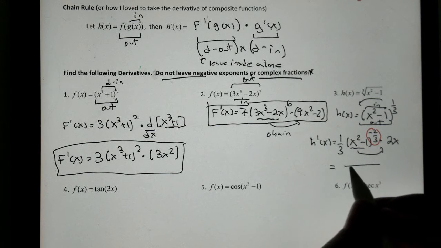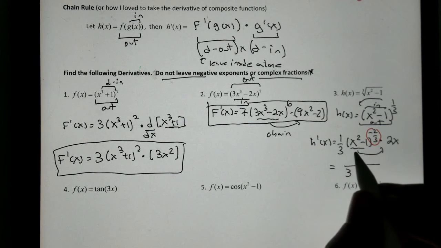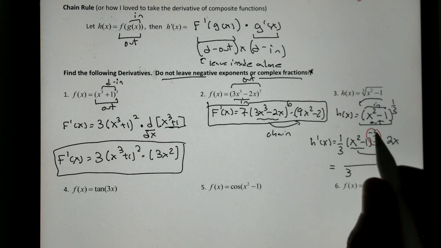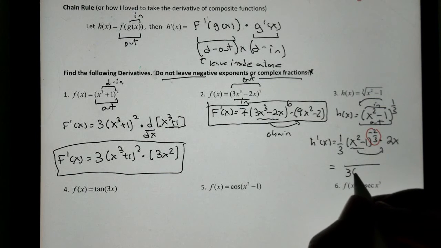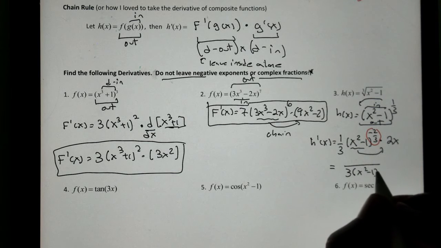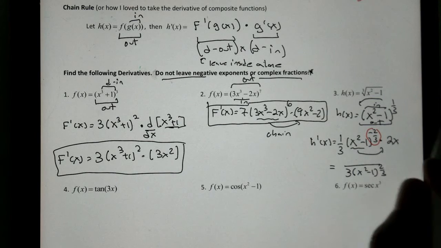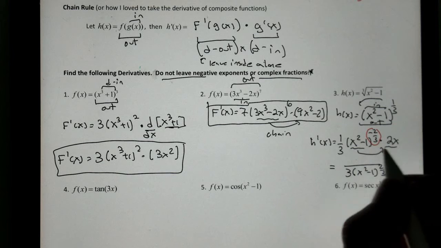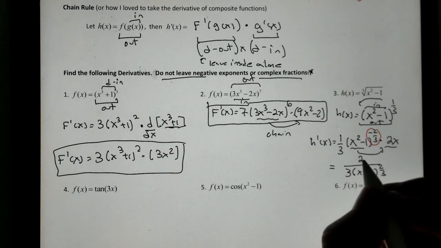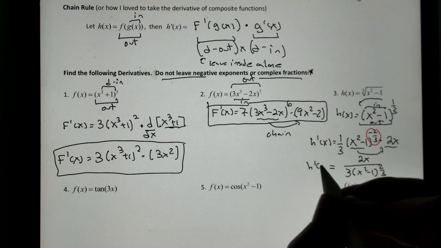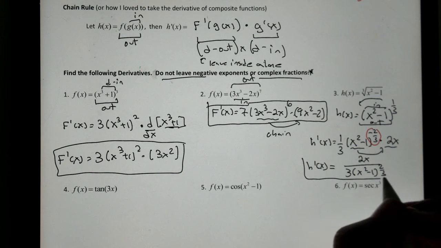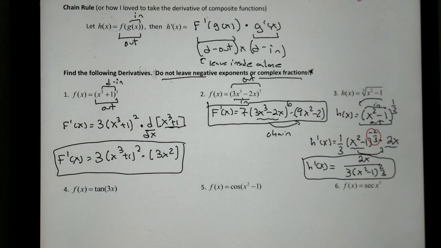And when I do that, I just think, what goes on top, what goes on bottom? The 3, it's going to go on bottom. This (x squared minus 1) to the 2/3, well, because that's a negative exponent, I know this has to go on bottom. And now the 2x, well, there's no negative, so it just stays on top. And there is our final derivative here. Yeah, kind of ran out of room there. And there's our derivative. Pretty easy to do.